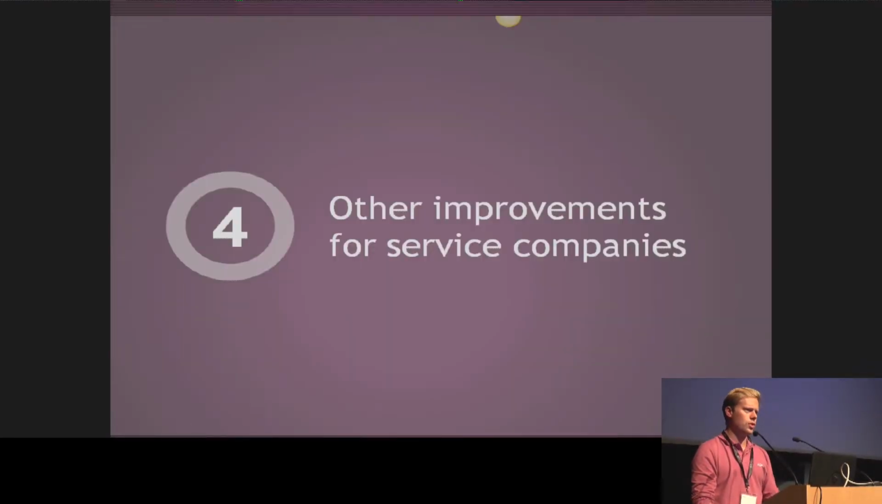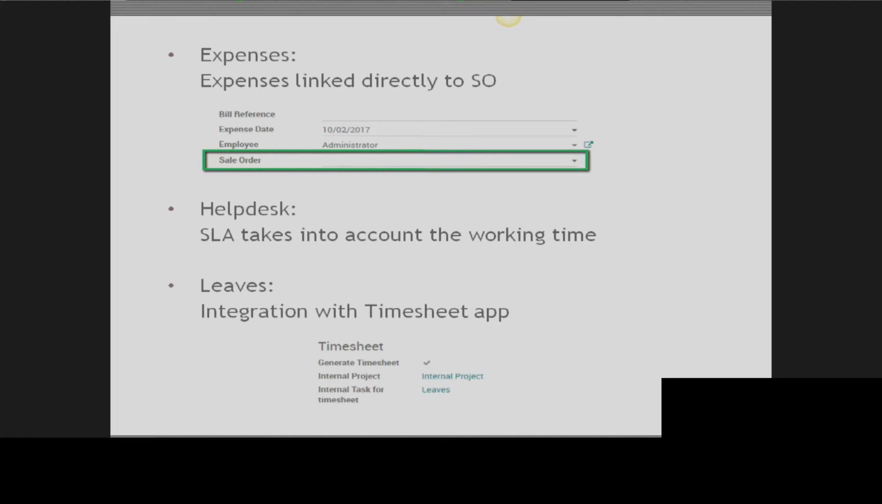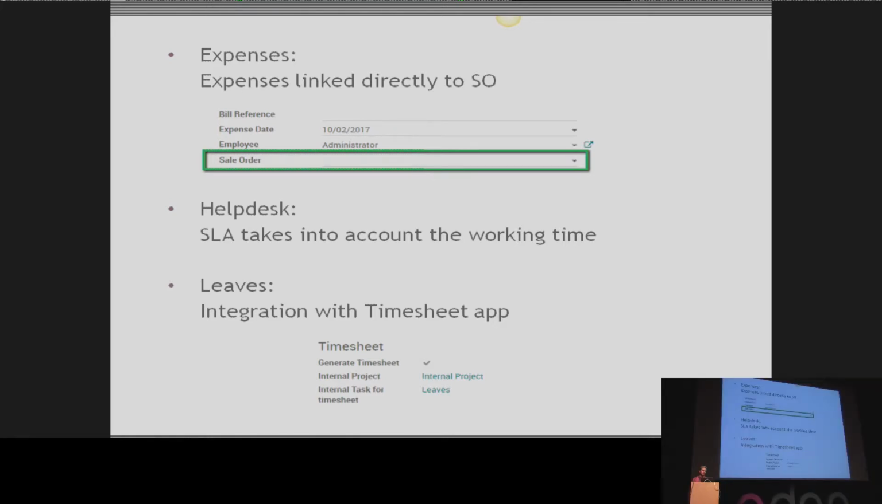Then we also did some other improvements and added some other features for service companies. For example, the link between the expenses and the sale order is now better because you have a specific field on the expense to link to a sale order. Basically how it works, it will either create a new line if it doesn't exist, but if it already exists, it will compare if the cost is the same. If it's the same, it won't add a new one.